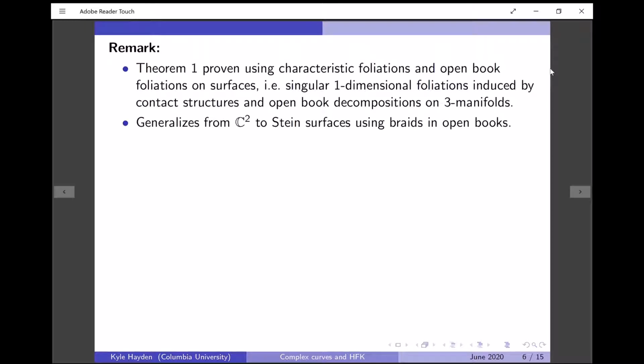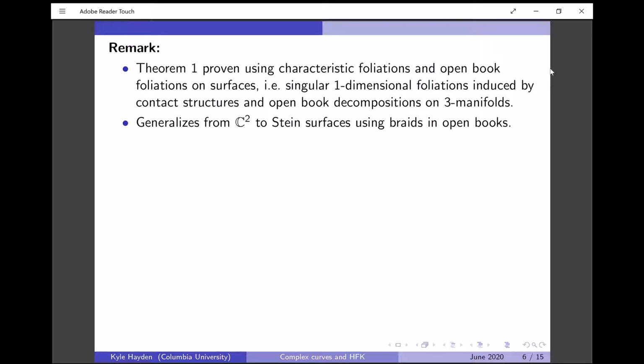And then the theorem, as stated, generalizes really naturally from C^2 to arbitrary Stein surfaces using braids and open books. And so the one difference is that in this case, you'll also have to allow for changes in the ambient topology of the four-manifold. Whereas here in C^2, we have some natural Morse function, which only has a minimum at the origin, and then the topology of the ambient level sets, the three-spheres, never change.